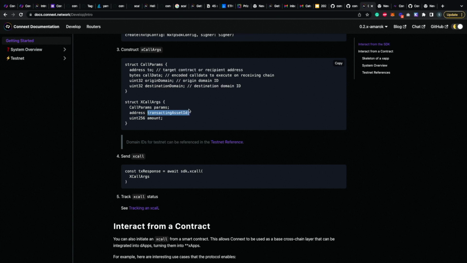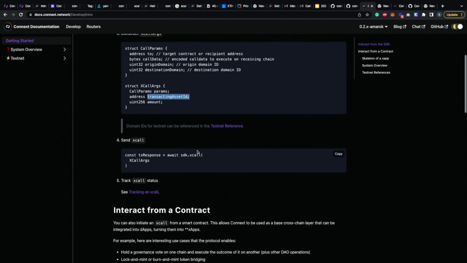You mentioned these params, and other than that, you mention the transiting asset ID, the asset you are transferring from one chain to another, and the amount. This is all that is required, and then you simply call xCall. That is the only thing you require, and you will instantly receive the money on the other side. Right now, the testnet is available on Nxtp and Kovan, so you can test there.